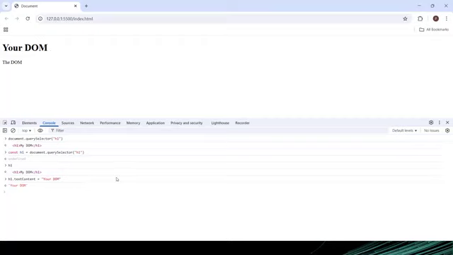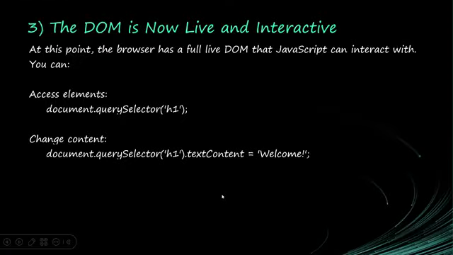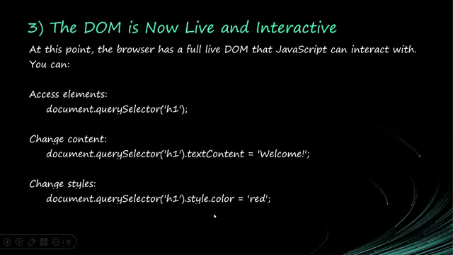The browser loads your web page, then it parses it, reads it from top to bottom, and creates the DOM for you. And once the DOM is ready, it will be live and very ready for interaction. That is what we're doing here. We can access it, we can change the text content, we can change the styles. If I want to change the color of this H1, I can also do it.